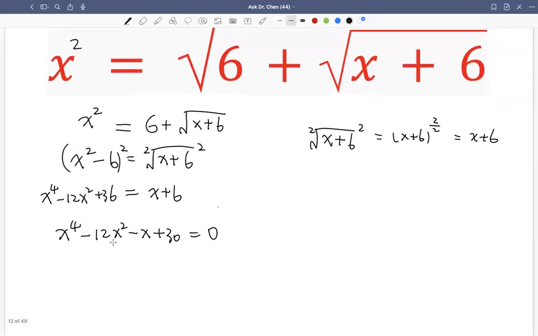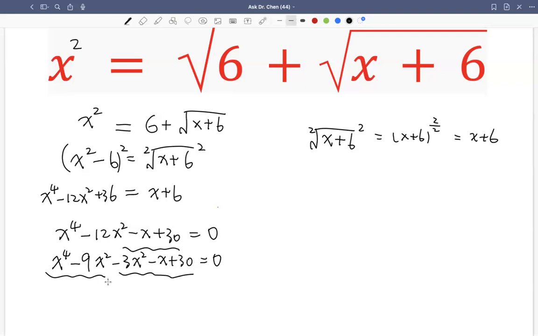So how do we do that? Let's try this: x raised to 4 minus 9x squared minus 3x squared minus x plus 30. Why do I do it this way? Because I look at these two middle terms and then look at the negative 12x squared. If I break it up like this, I can make these two in a group and these three in a group, and then they will have a common factor of x squared minus 9.